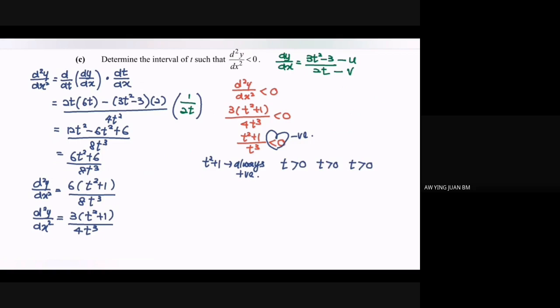So by having a number line, putting a value 0, illustrate the situation in a number line. So we notice that we have 3 times negative, so we will have negative on the left and positive on the right. So based on the sign, we want the negative, so this will be the answer. So our answer or the interval will be negative infinity until 0, where 0 is not included.